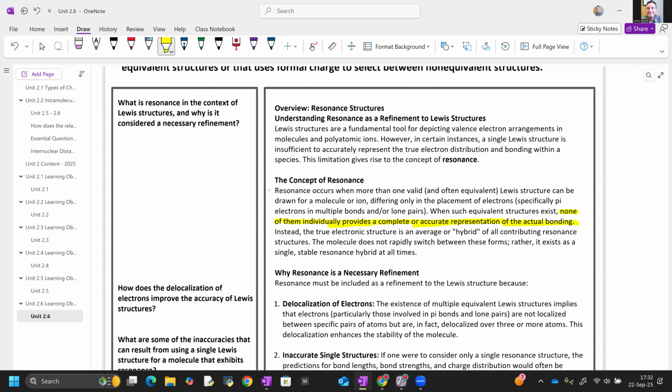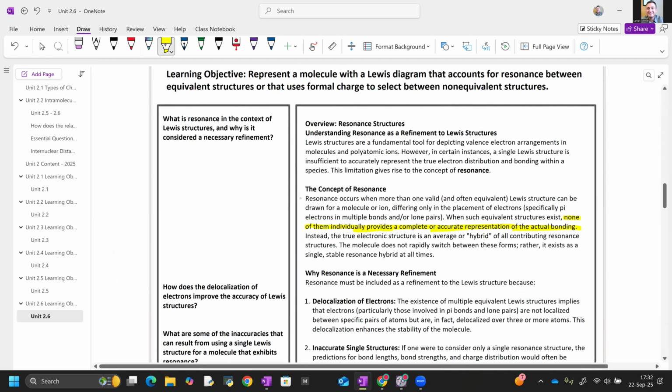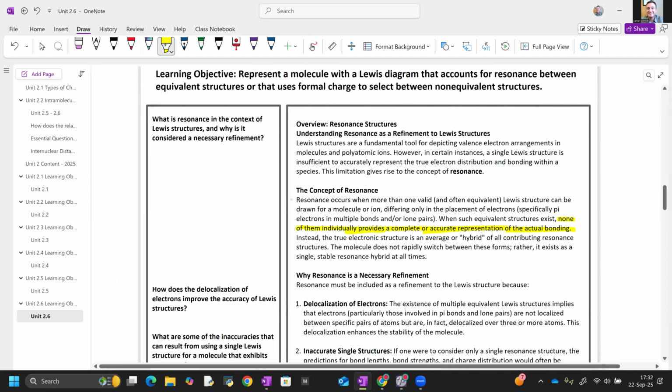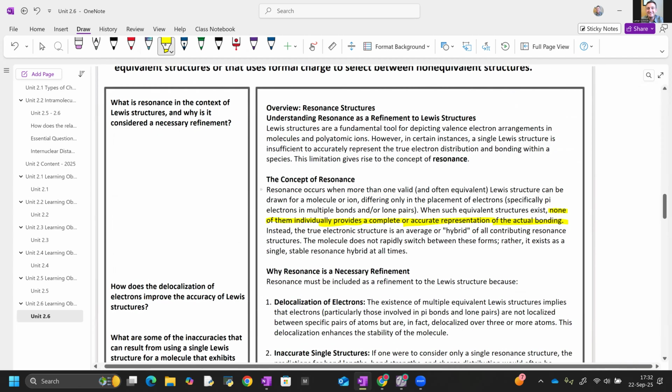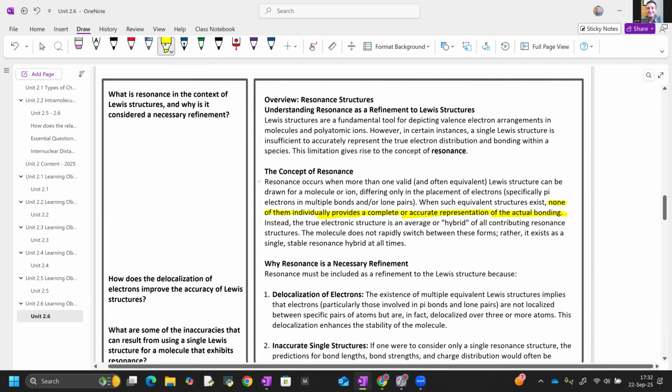Remember, what we're doing here is representing a molecule in the Lewis diagram that accounts for resonance or equivalent structures. In reality, there's some type of hybridization that occurs in the bonding where resonance occurs within a molecule. So instead, the true electronic structure is an average, I like that, average or hybrid of all contributing resonance structures. The molecule does not rapidly switch between these forms. Rather, it exists as a single stable resonance hybrid at all times.